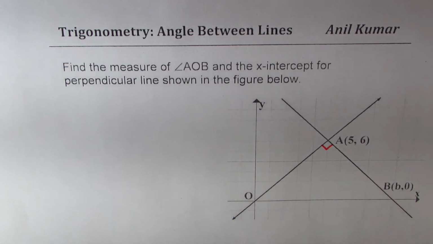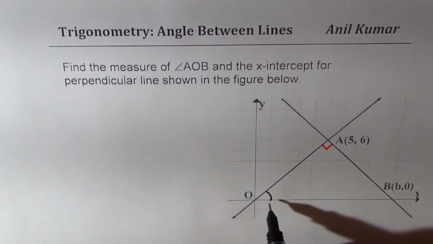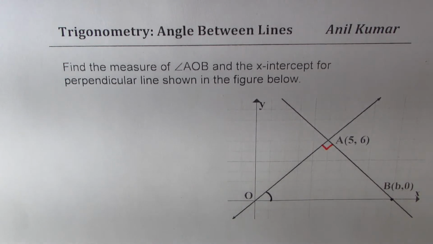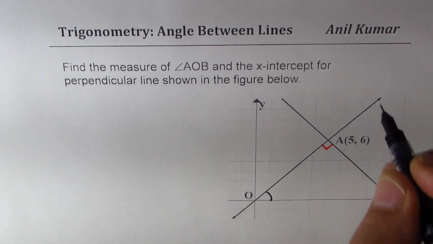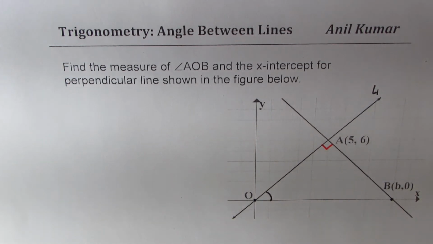Find the measure of angle AOB and the X-intercept for a perpendicular line shown in the figure below. So we need to find the angle AOB, which is this angle, and the point B, which is the X-intercept for the second line. We are given that the point of intersection is (5, 6) and line 1 is going through the origin. Correct? So that should help us to give a lot of valuable information.